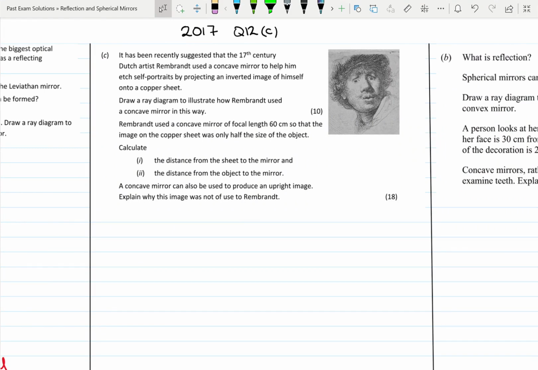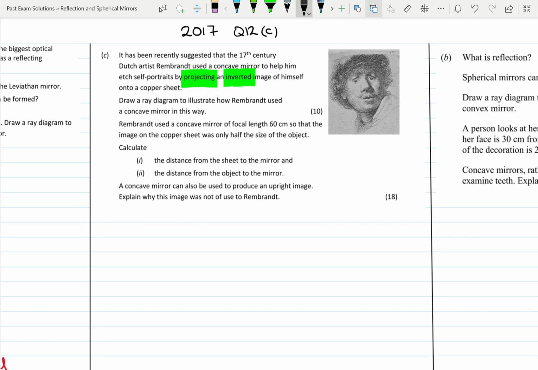So, in the 17th century, we had a Dutch artist, Rembrandt, who used a concave mirror to help him sketch self-portraits by projecting an inverted, that's the key thing to note, guys, it's inverted, so it's upside down, image onto a copper sheet. Since it's been projected onto a copper sheet, we know that it's a real image because it's been projected onto a screen. Okay, draw a ray diagram to illustrate how Rembrandt used a concave mirror in this way.